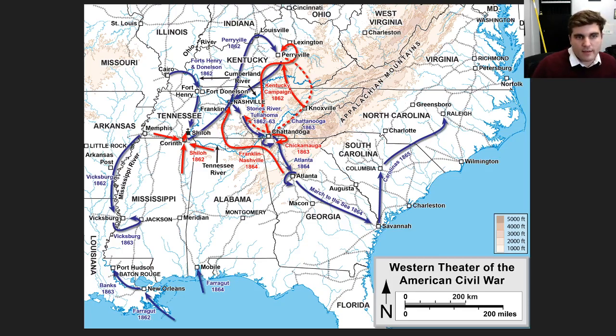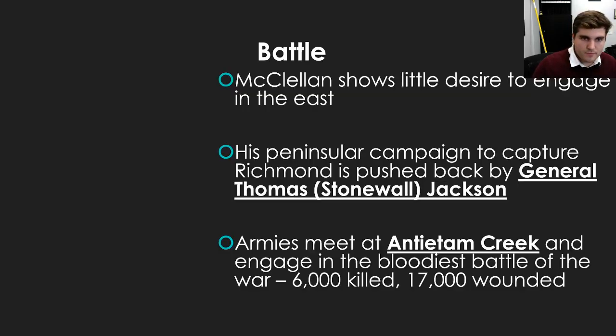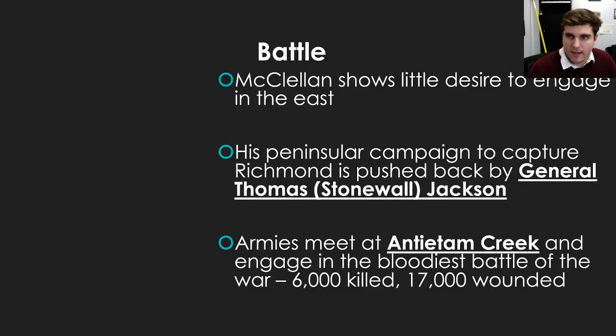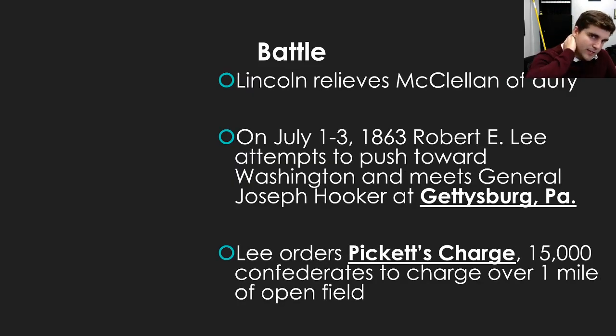And the armies met at Antietam Creek, and they engaged in the bloodiest battle of the war. 6,000 killed, 17,000 wounded. And this is early in the course of the war, kind of in the middle. And so what you have is George McClellan really becoming ineffective in the eyes of Abraham Lincoln. So he relieves him from duty.